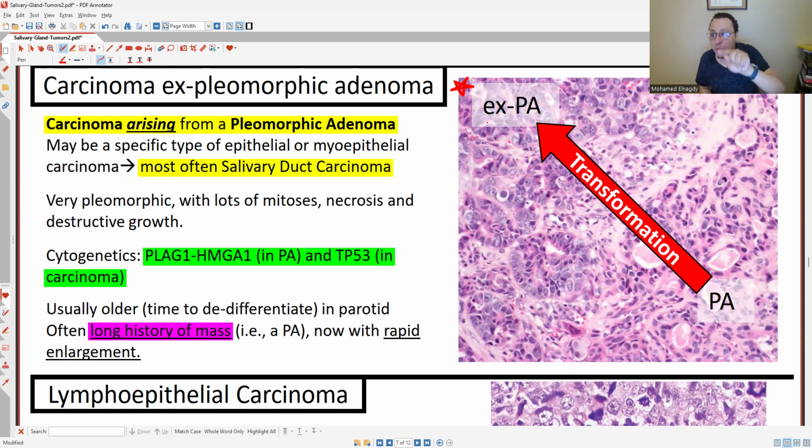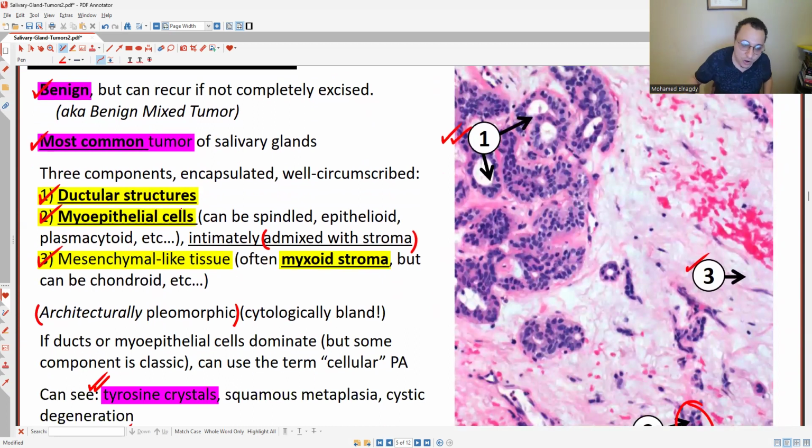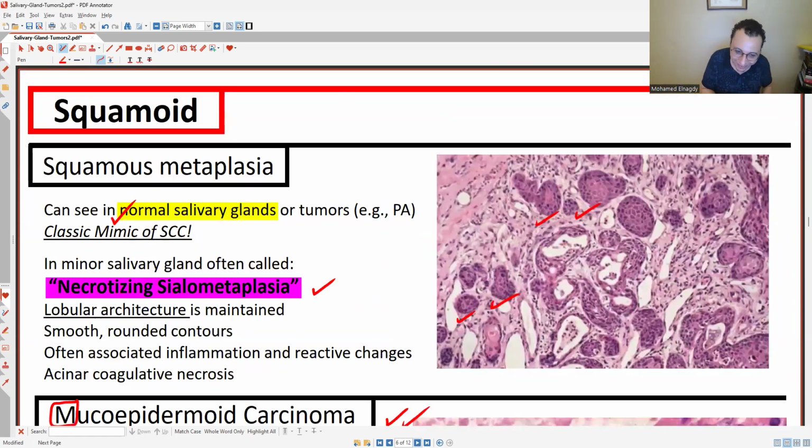The thing is, the most common element, let's go back to the pleomorphic adenoma. The most common element which produces carcinoma in the pleomorphic adenoma is the ductular or duct structures. So the most common cancer which arises on top of pleomorphic adenoma is salivary duct carcinoma.